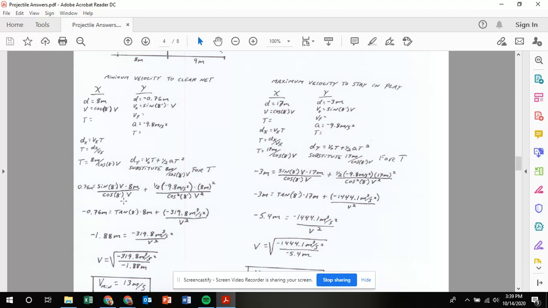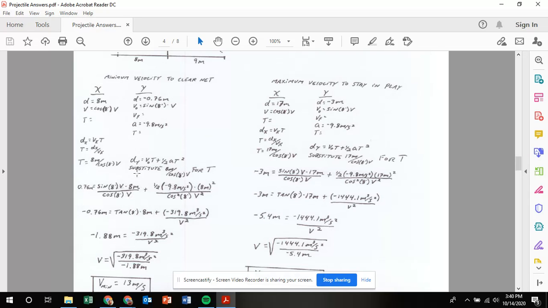All right, so down here, if I take a look at my equation, this should be negative 0.76. Looks like the negative might have gotten missed in the copying of this document, but it is down here. Trust me, there is supposed to be a negative there. My apologies that it didn't show up in the scan. So negative 0.76 equals sine of 8v times 8 over cosine of 8v.